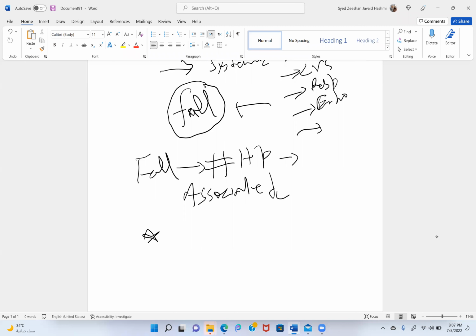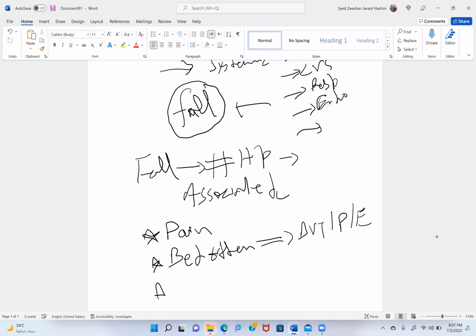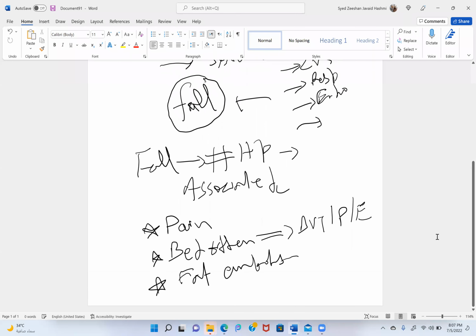So in addition to that, the patient will have pain. Depending on the history, how long the history is, there may be a bedridden patient. Okay, so there will be more chances of DVT and pulmonary embolism. With any long bone fracture, there will be chances of fat embolism. Okay, and then another thing is bleeding.